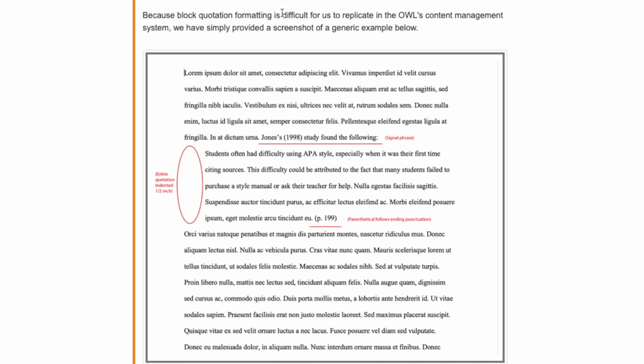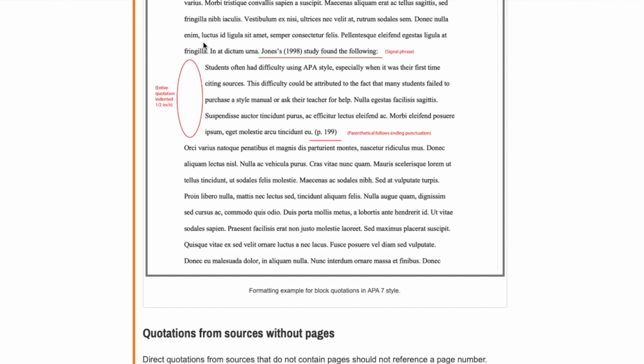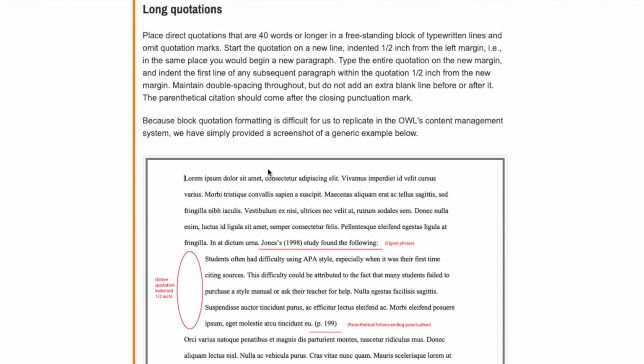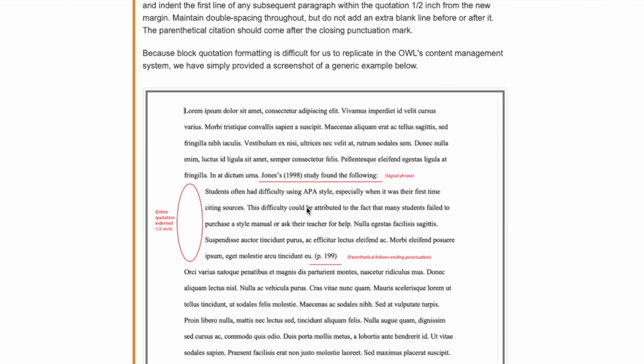So if your direct quotation is 40 words or longer, you need to put it in a block. So here's a perfect example. They say, Jones' study found the following, and then there's actually no quotation marks. Interesting, hey? Short quotation, use quotation marks. Long quotations get their own indentation block.